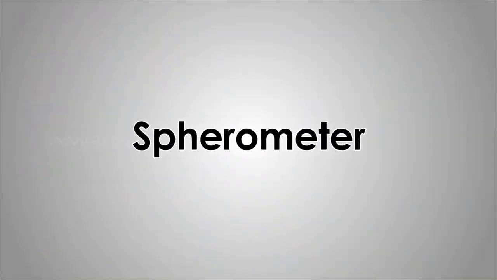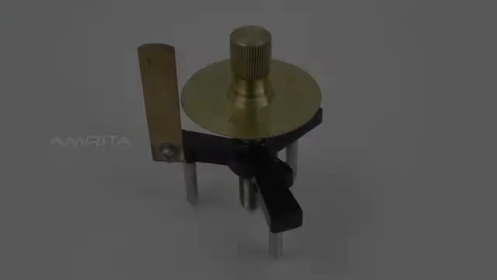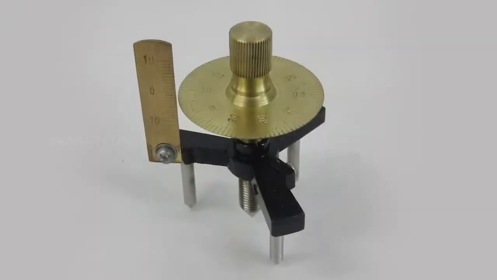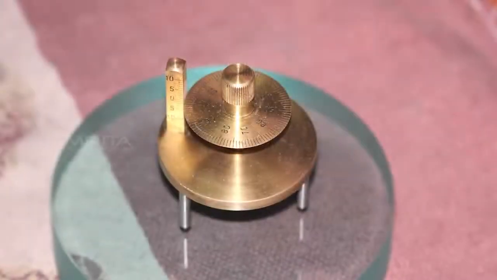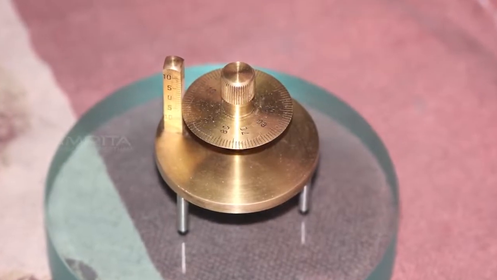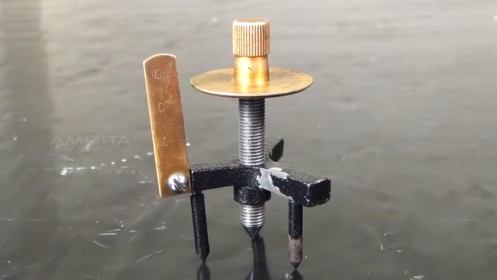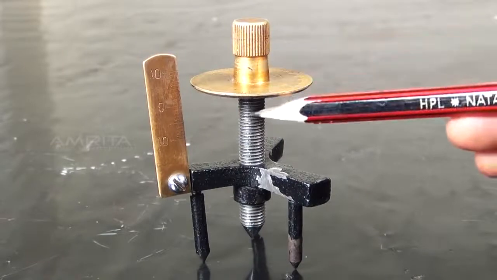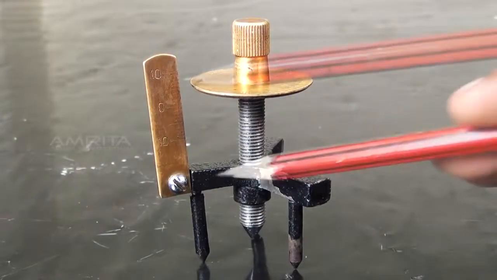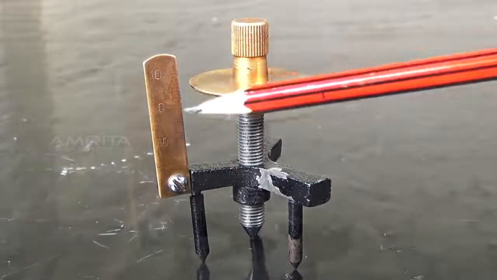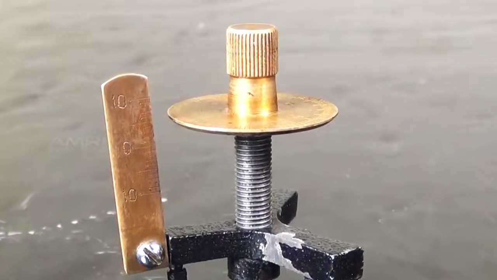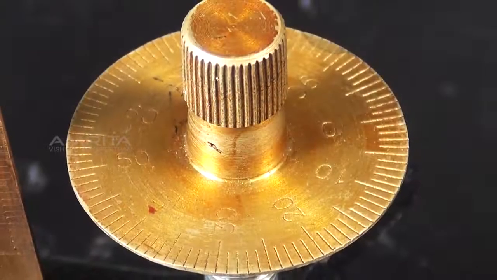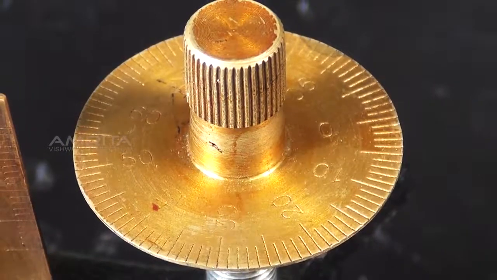Spherometer. A spherometer is a precision instrument to measure the radius of curvature of a spherical surface. The spherometer consists of a micrometer screw threaded into a small tripod with a vertical scale fastened to it. The head of the screw has a graduated disc of 100 divisions used to measure fractional turns of the screw.